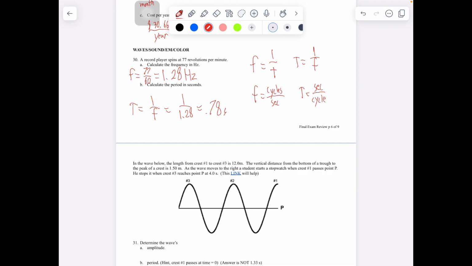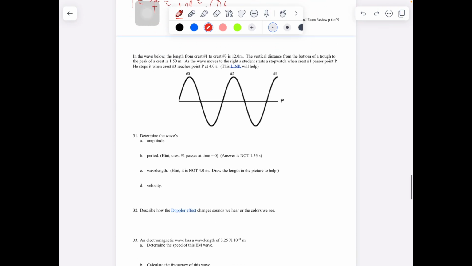This is how long it takes for one cycle, where frequency is how many cycles happen in a given second. Now, of course, we could have used our equation for time period right over here, seconds per cycle, and we get this same answer, but we just opted to use this inverse instead.